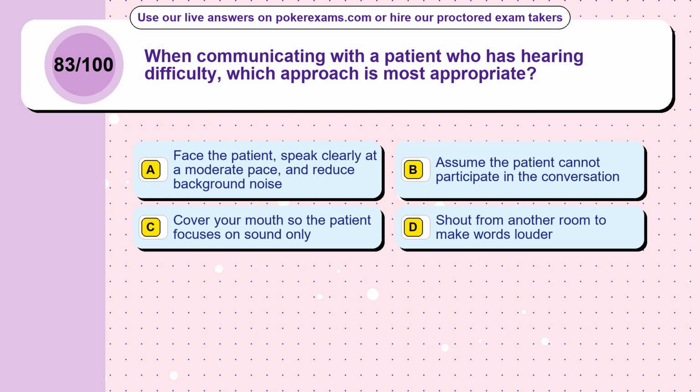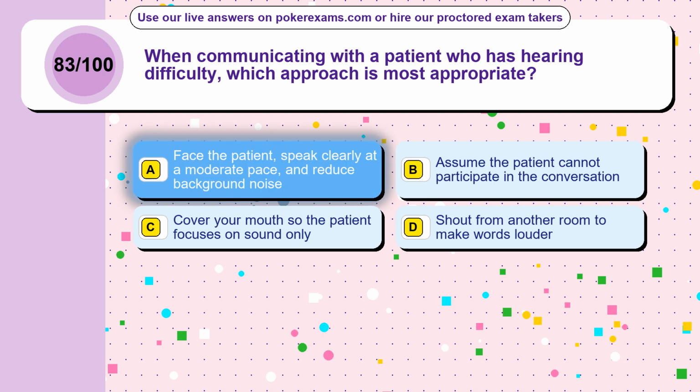Question 83. When communicating with a patient who has hearing difficulty, which approach is most appropriate? Option A. Face the patient, speak clearly at a moderate pace, and reduce background noise. Option B. Assume the patient cannot participate in the conversation. Option C. Cover your mouth so the patient focuses on sound only. Option D. Shout from another room to make words louder.